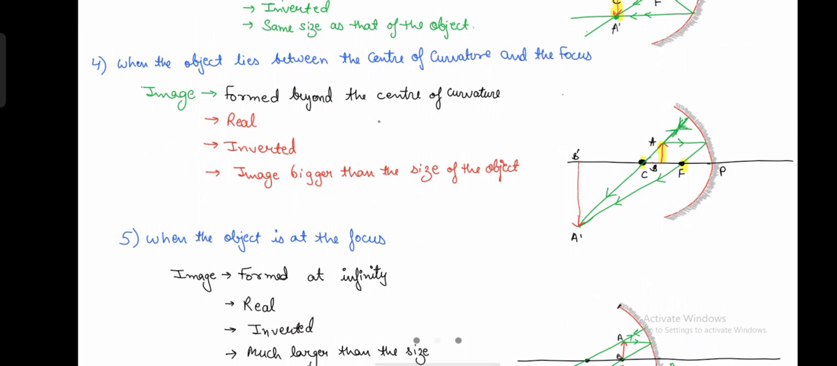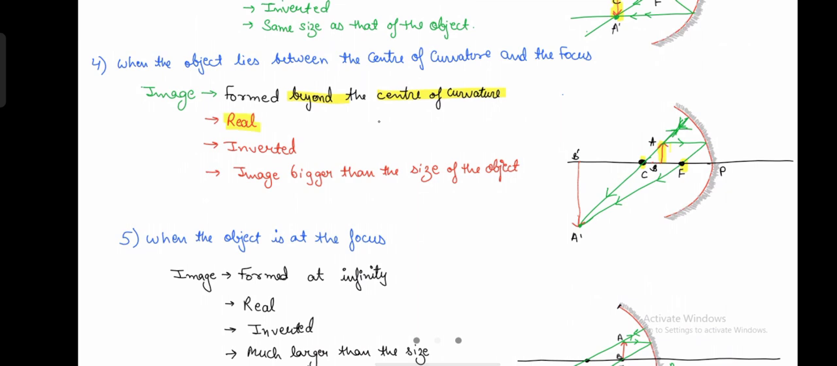When you see where these lines are intersecting, so let's say at this point they were intersecting, you can just make up the image. What are the properties of this image? First of all, this is formed beyond the center of curvature. It means just after the center of curvature anywhere. Then it is a real image again. Why? Because though the object is over here and the image is over here, doesn't matter, they are still on the same side.